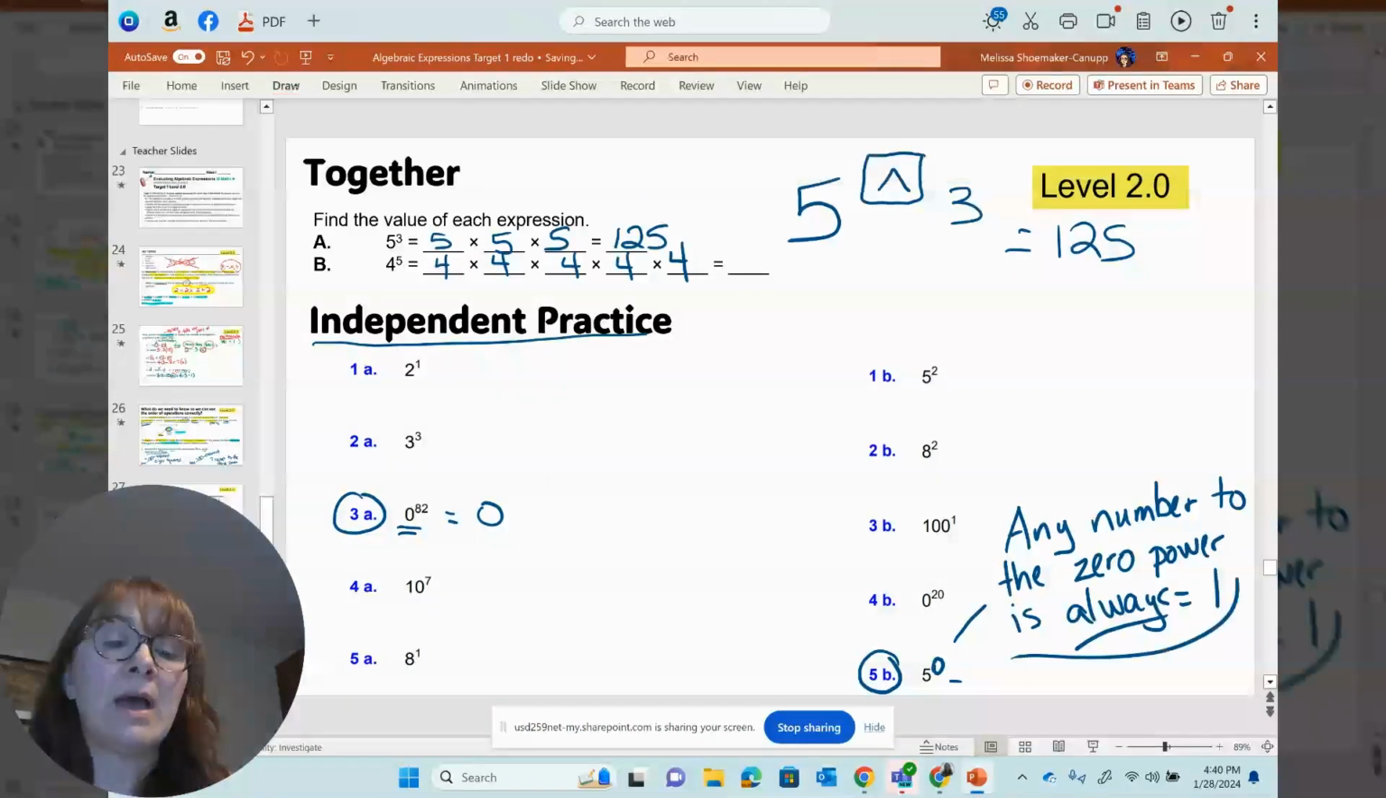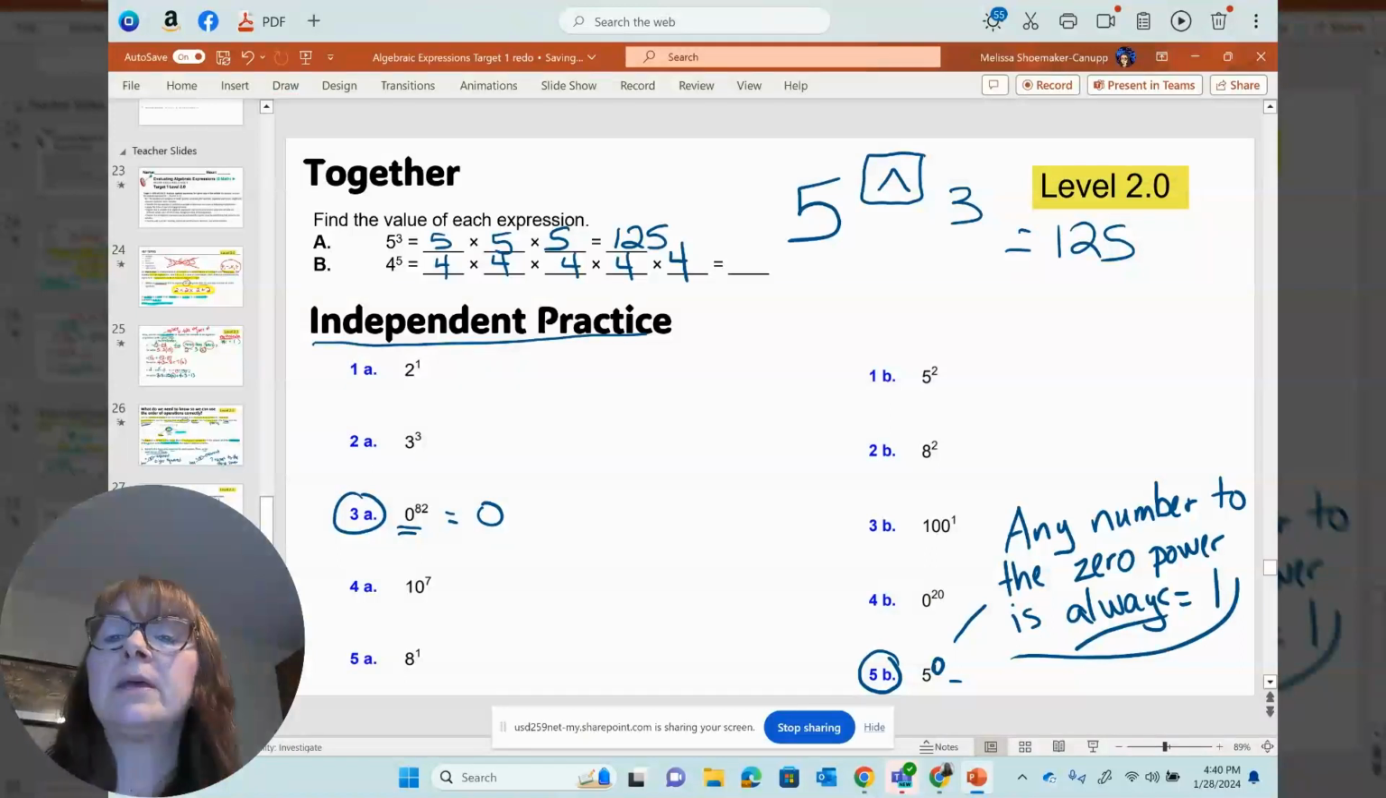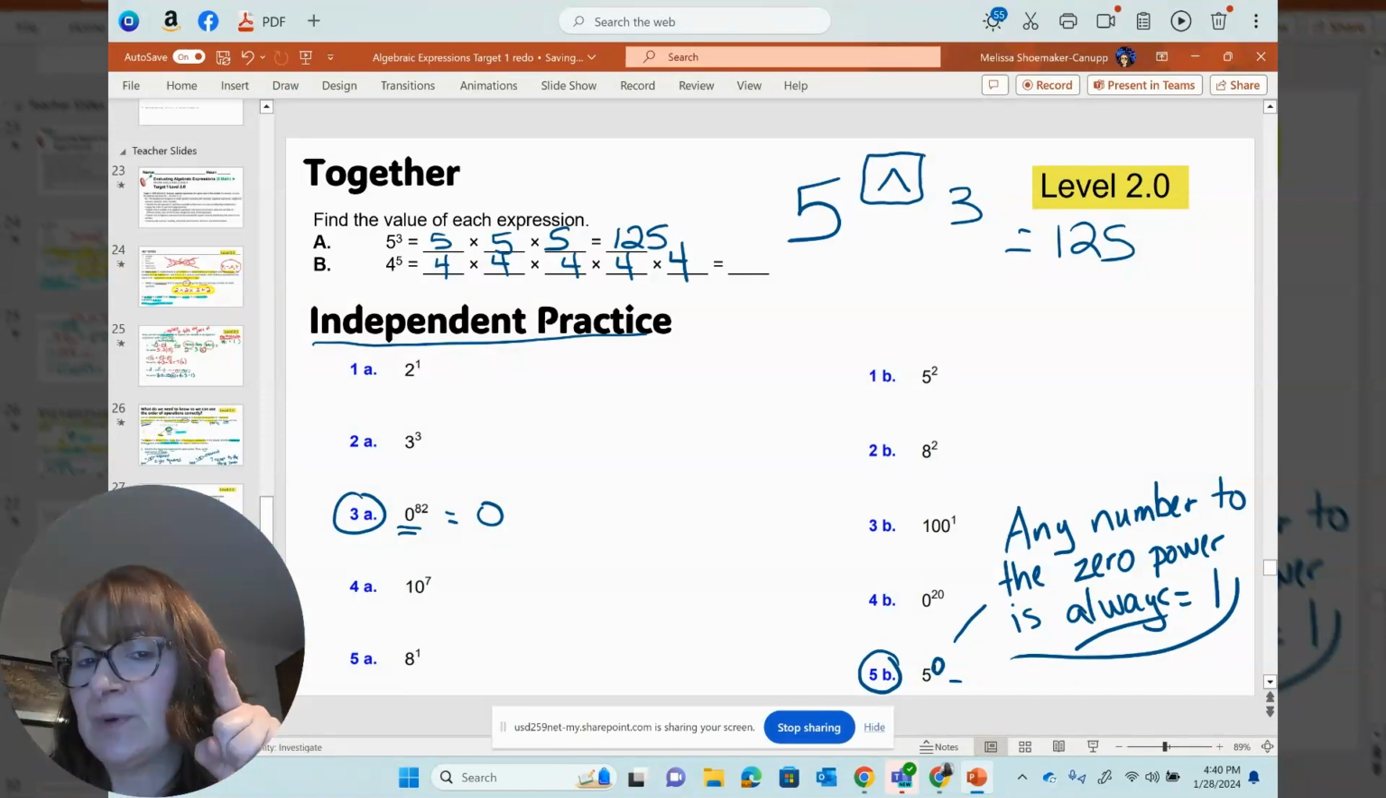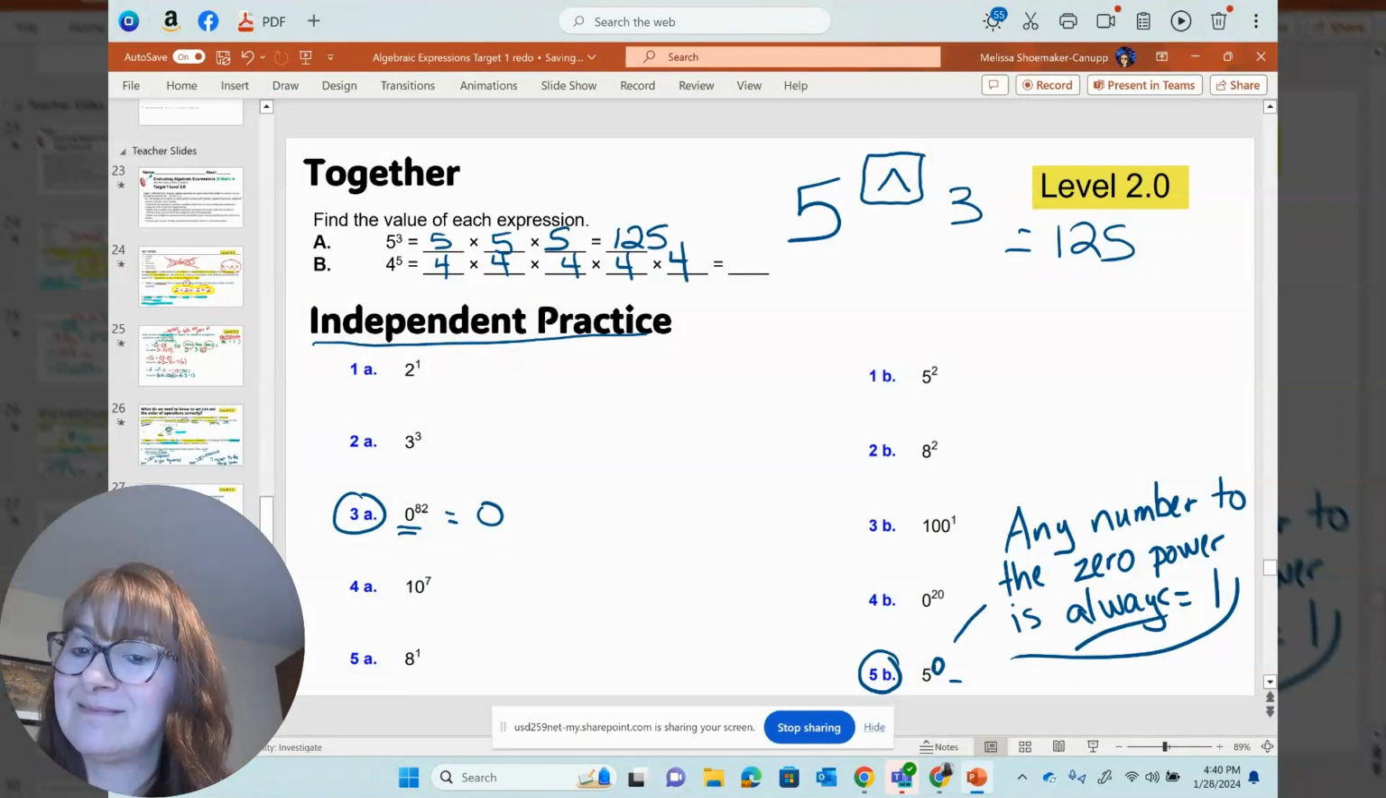Okay, my highlighter is not wanting to work. Worked there for a little bit. Now it's going crazy. So I'm going to go ahead and end this before something breaks down. Just remember, any number raised to the 0 power, the answer is 1. Good luck with your practice.